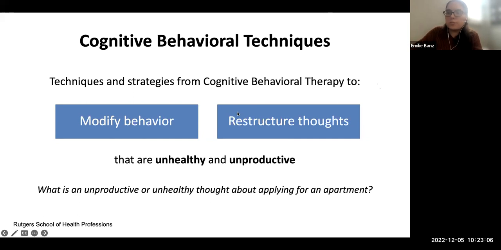So when you've been working with the individuals that you're working with, what's an unproductive or unhealthy thought that some of the individuals you've worked with have had about applying for apartments or about getting a job? What are some thoughts that the individuals you're working with have experienced?